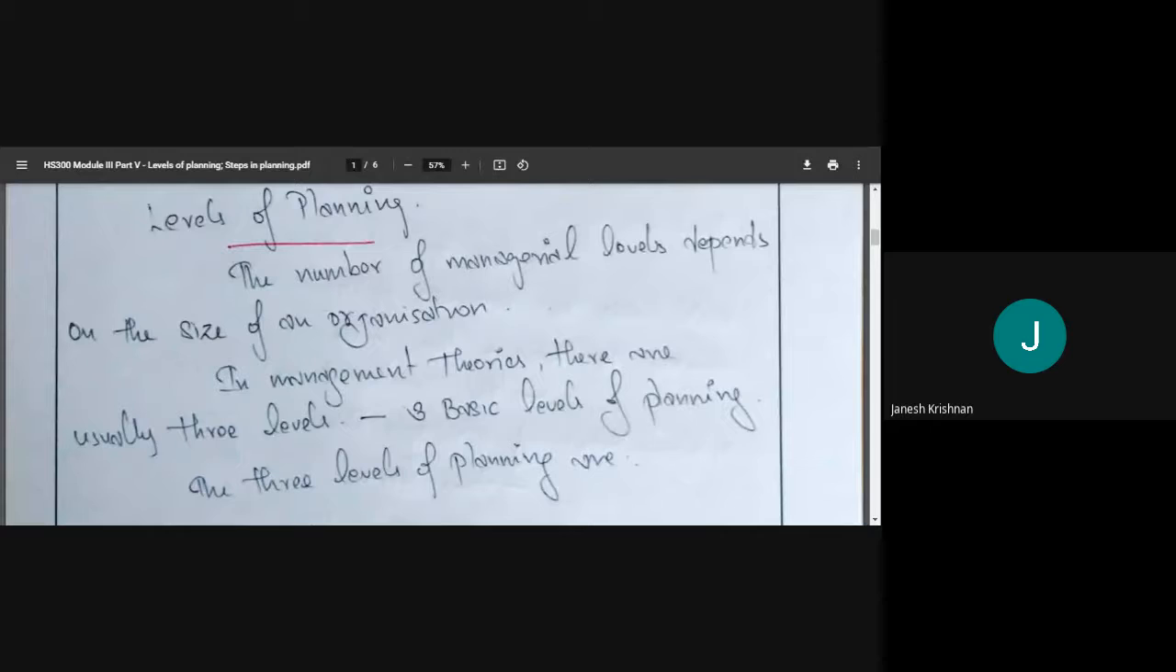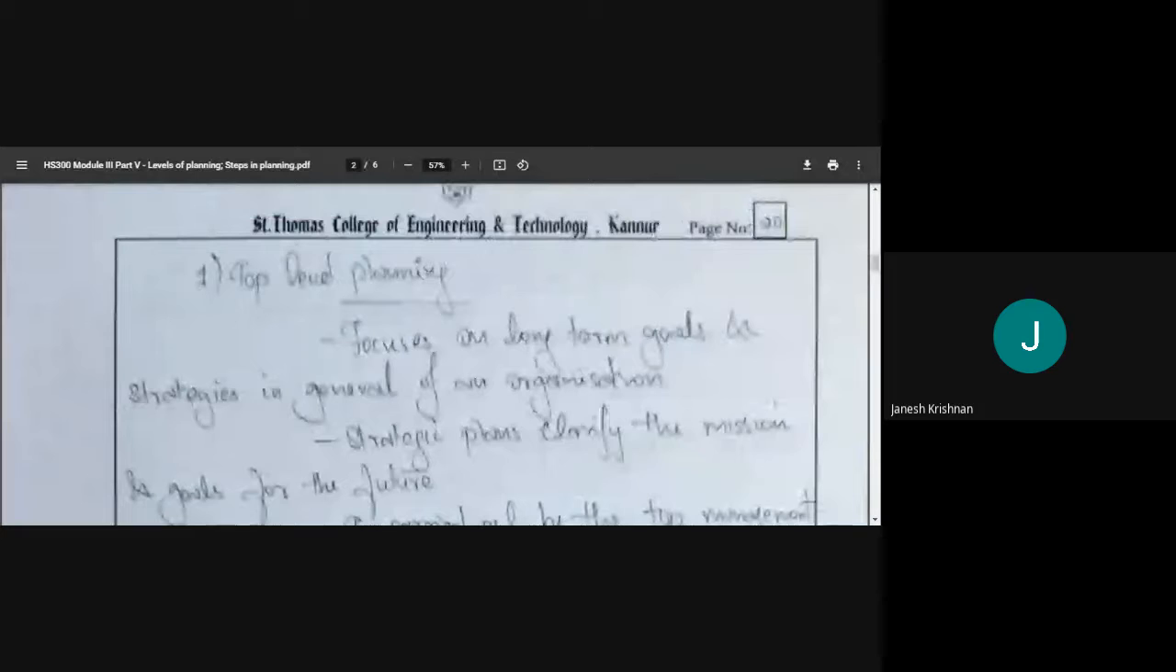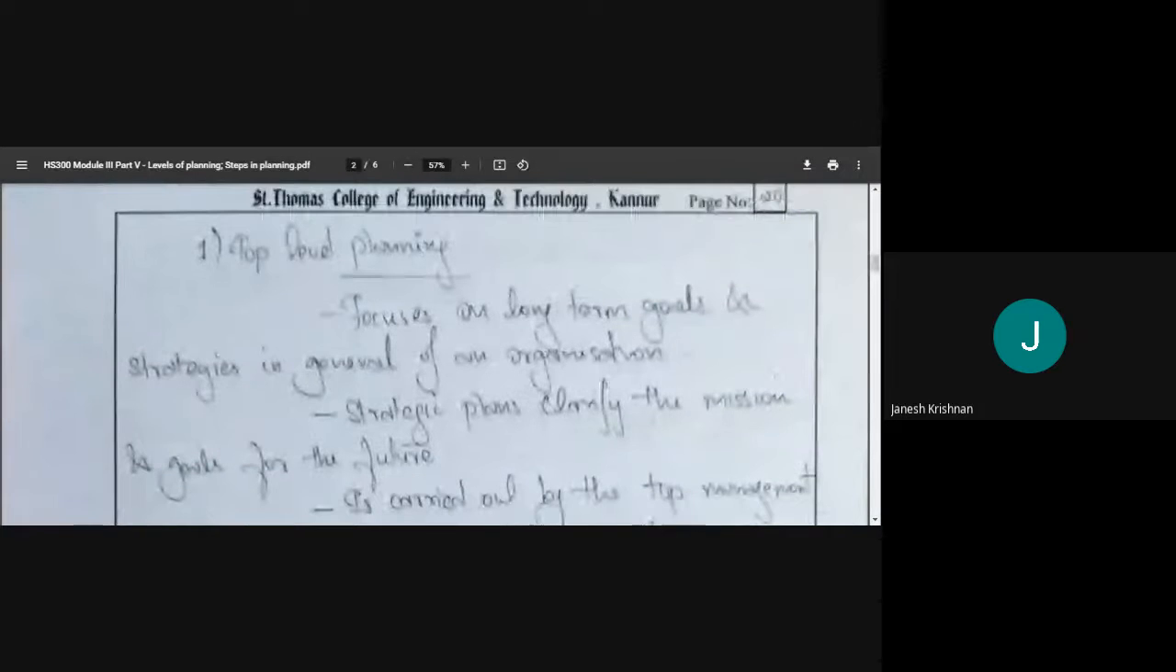Whatever the case may be, according to management theory, there are three fundamental or basic levels. What are they? They are top level planning, middle level planning, and lower level planning. Okay. What is top level planning? Who does this top level planning? Top level planning is done by the top level management.